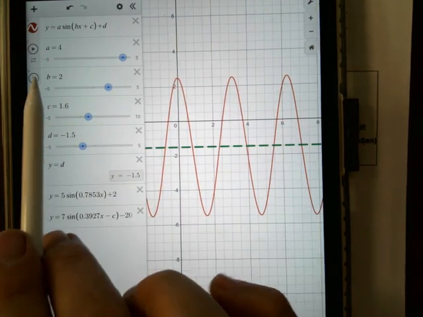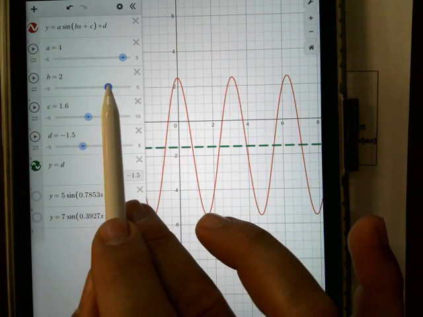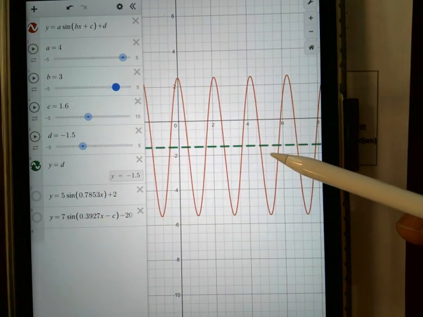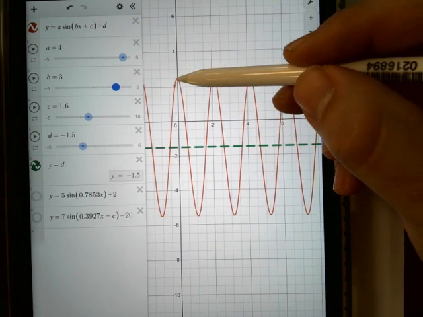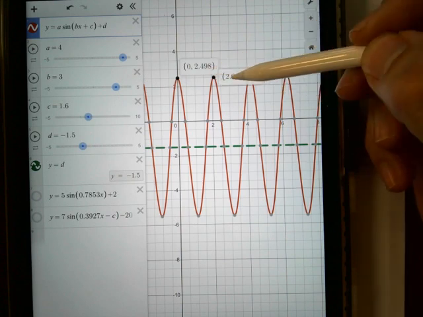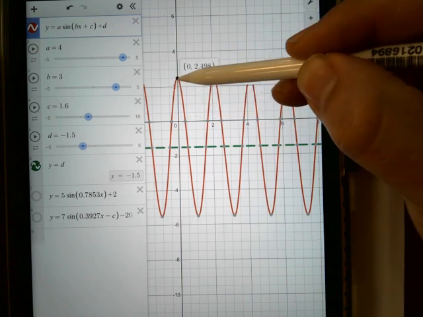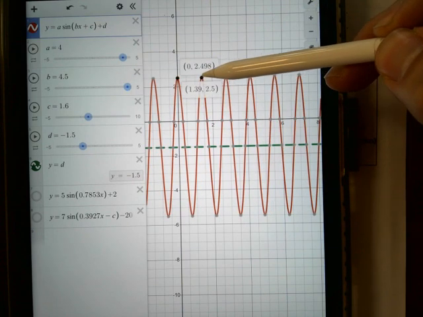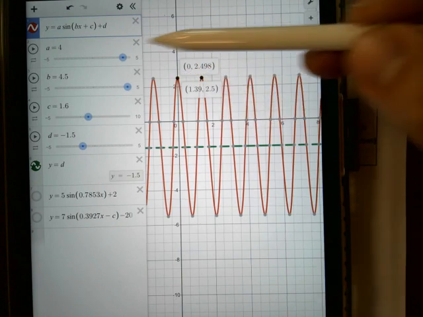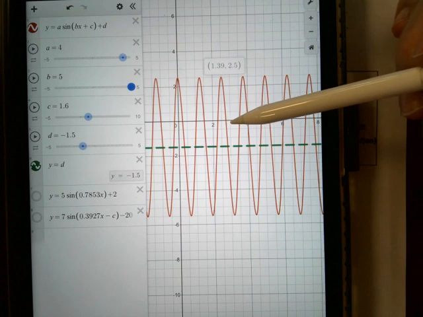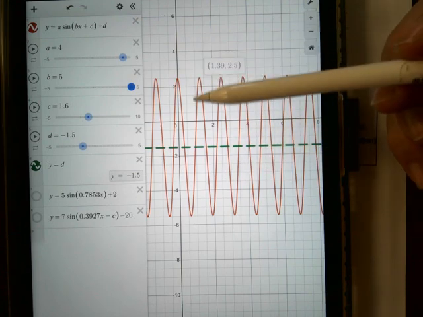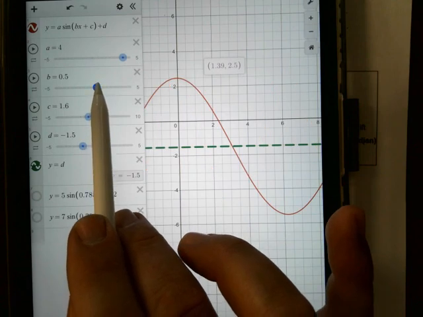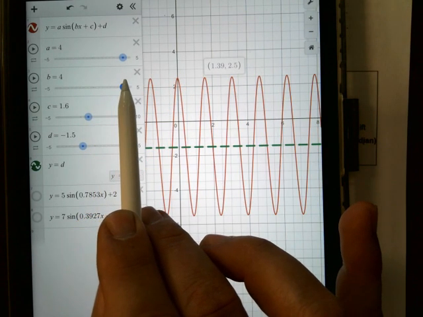B affects the period. Watch this. The bigger B gets, the quicker it will repeat itself. From here to here, from 0 to 2, it takes 2 horizontal units to repeat itself. If you increase B even more, from here to here it's 1.39, so it actually happens more often. The bigger B gets, the closer together the waves become, and the faster it happens. So B affects the cycle. The smaller B gets, the longer it takes to repeat. If B gets larger, it happens much quicker.